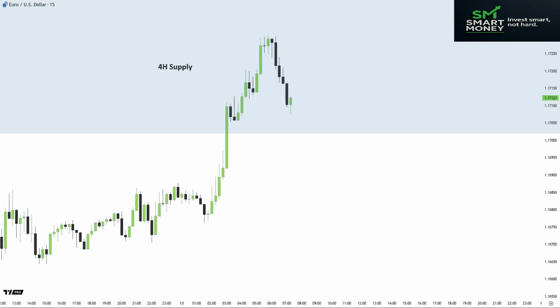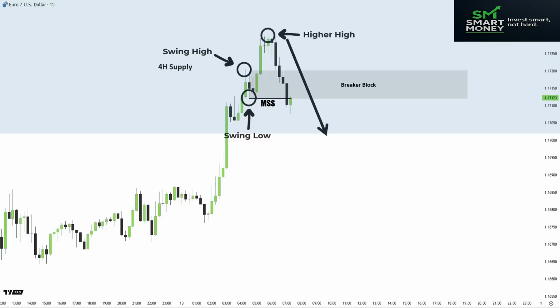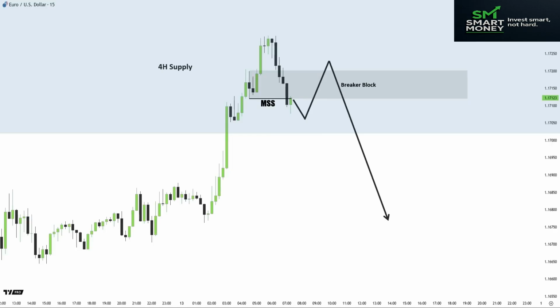With the 15-minute chart on the screen, you can see that after tapping into the higher time frame supply, the price reversed and formed a clear market structure shift. At the same time, it created a breaker block, represented by these two down-close candles. Notice the sequence here. Price first formed a swing high, then a swing low, followed by a higher high. But immediately after, it reversed direction and closed below those down-close candles. This behavior confirms the breaker block, giving us another strong layer of confluence for a short entry. With these confirmations in place, we can anticipate that the price will return to the breaker block zone before continuing its move toward the sell-side liquidity.